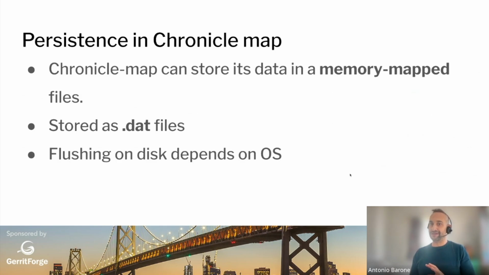The flushing on disk, if you're wondering, depends on the operating system. So Chronicle Map gives no guarantee as to how frequently this happens. Again, this is under the control of the operating system, but all the data is guaranteed to be written to disk when the map is closed. So if you orderly shut down Gerrit, the flushing of the memory to disk happens, and that's guaranteed by the library.